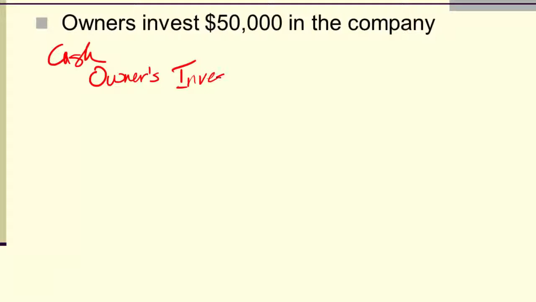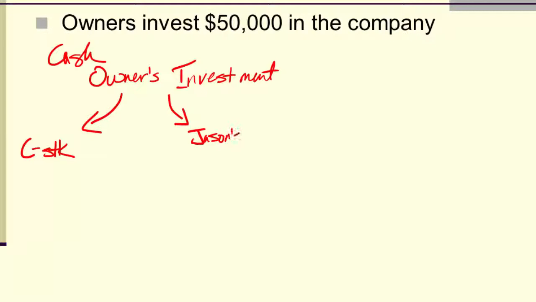investment. And this account, more than many others, is going to depend on the kind of company you are. If this is a corporation, then this is going to be a common stock account. If it's a proprietorship, a sole proprietorship, one owner, or a partnership, then it's usually a named account. So in this case, if it were my business, I would actually have Jason's Investment.